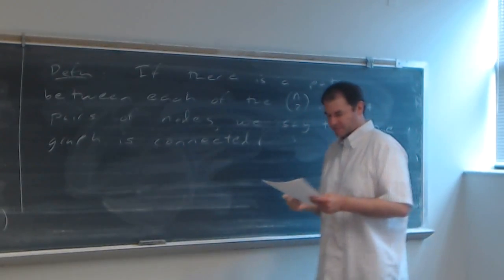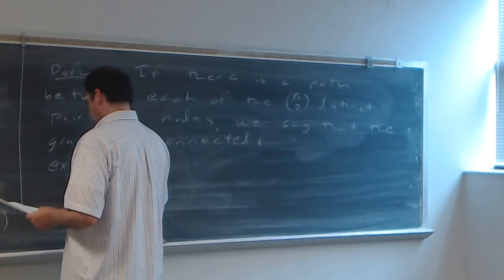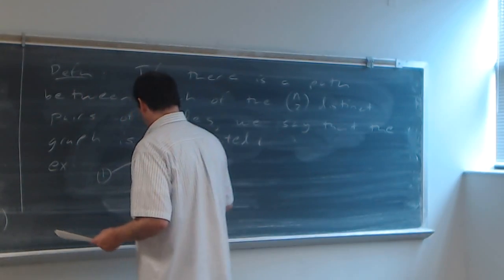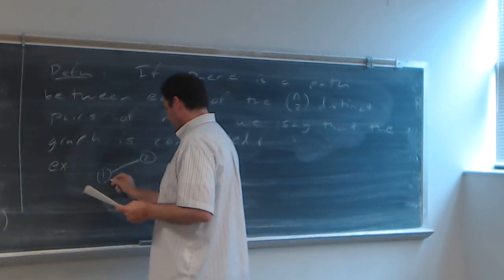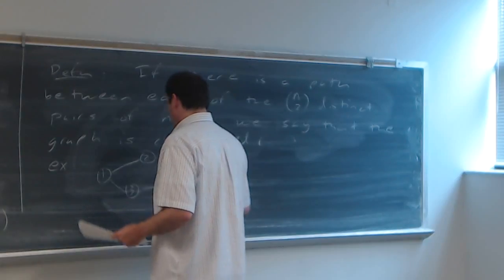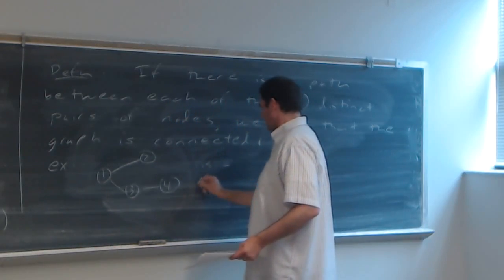All right, so let's look at some examples. Pictorial is the way I'm going to represent them. So here's 1, here's 2. I've got an arc between them, and here's 3 and 4. So in that example, this is a connected graph.